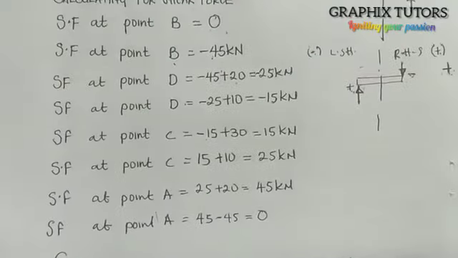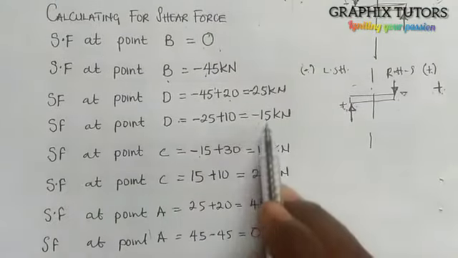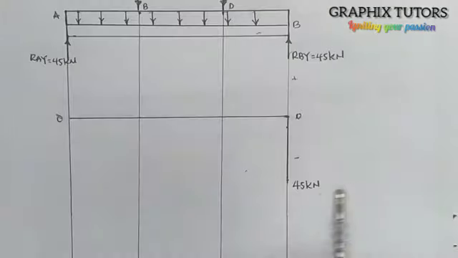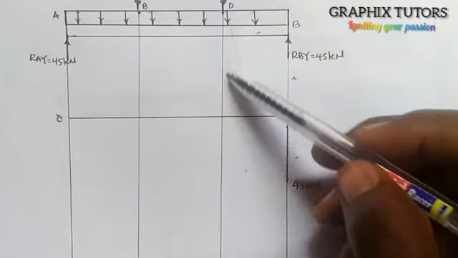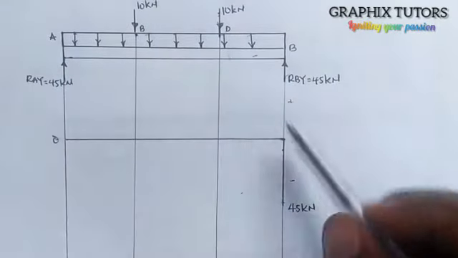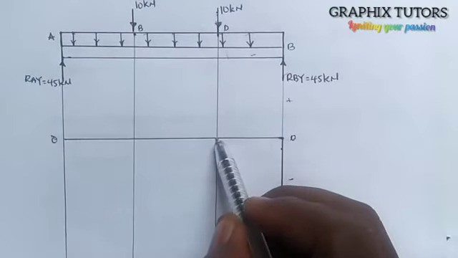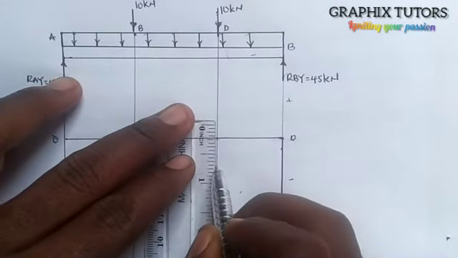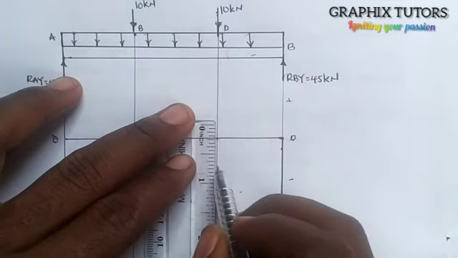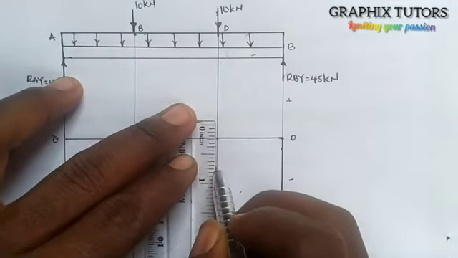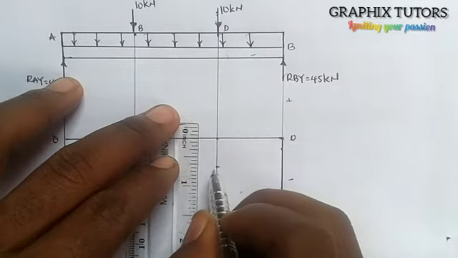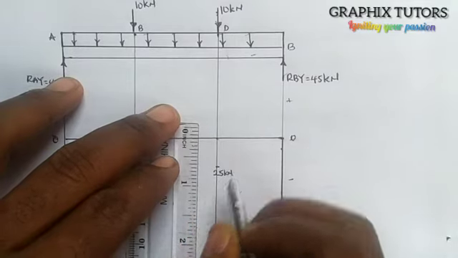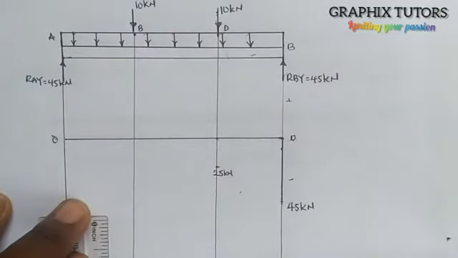Now the next one is the shear force at D. Shear force at D is negative 25, right? So I'll go to D. This is the point of D, the line of D here, right? So I'll go minus 25. My 25 will be somewhere around here. Let me just assume it is here, right? So I'll just mark this point, and I'm going to put 25 kilonewton. All good.